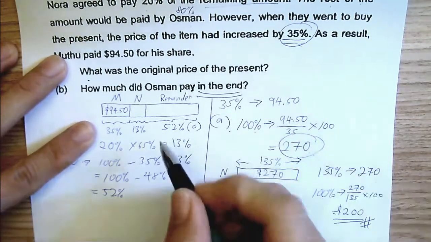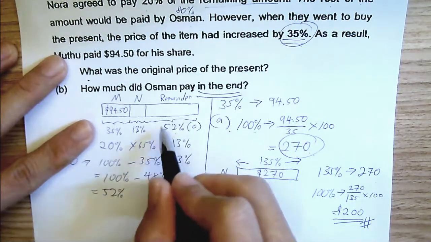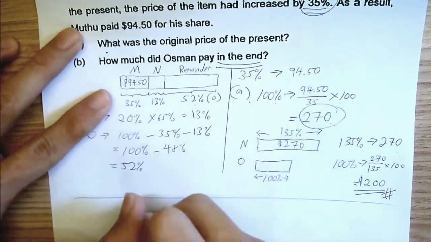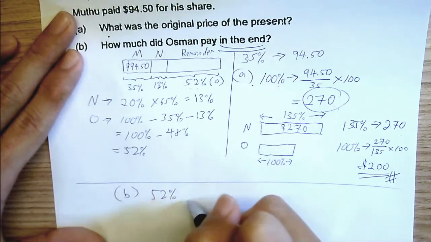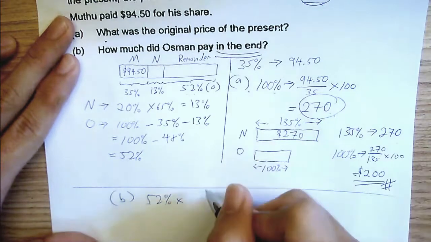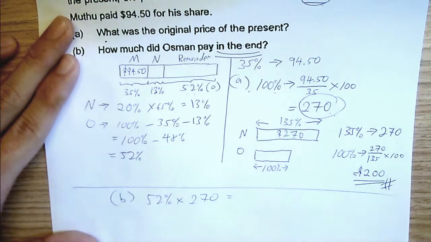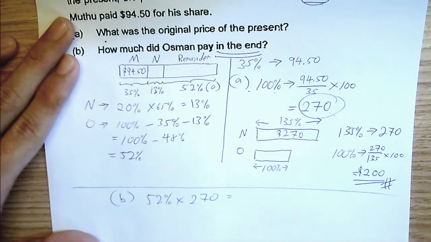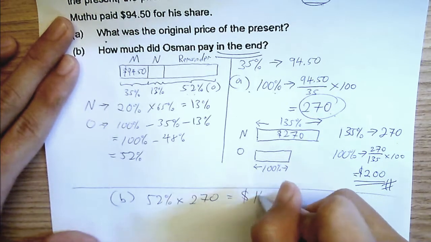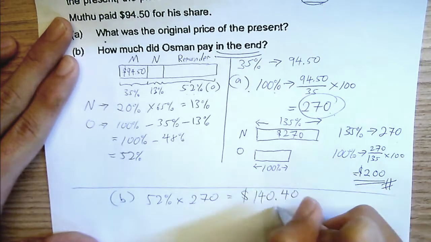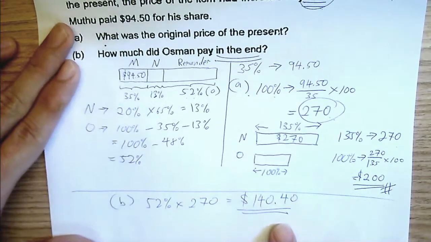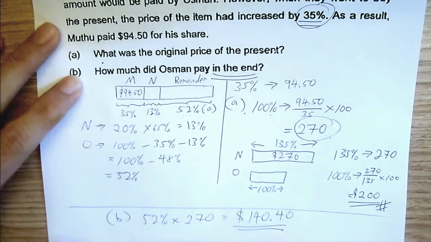And we know that Osman paid how much? Osman paid 52%, right? Now we have already figured it out. So since Osman paid 52%, we can just take 52% multiplied by the new price, which is $270, and throw this in the calculator. Let's see what we get from here. 52% multiplied by 270, and that will give us $140.40. Wow, that is a lot of money to pay for a present for one person at your age. Okay, so this is actually how you're supposed to do it.